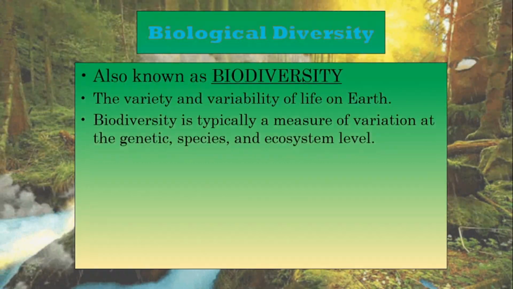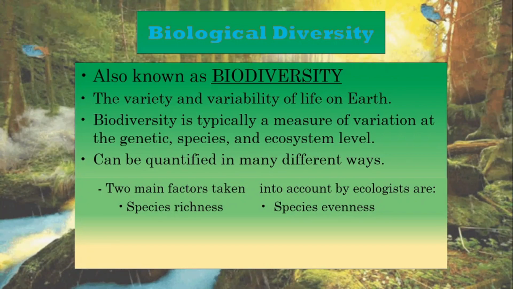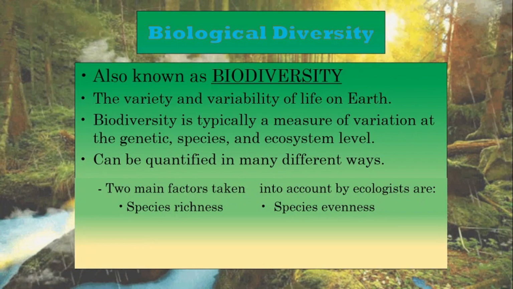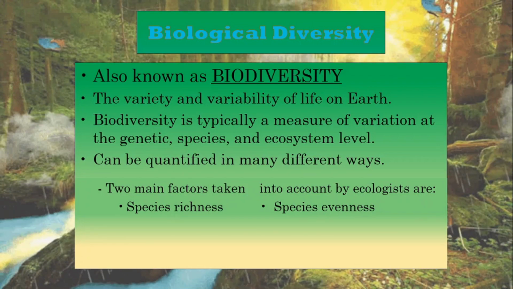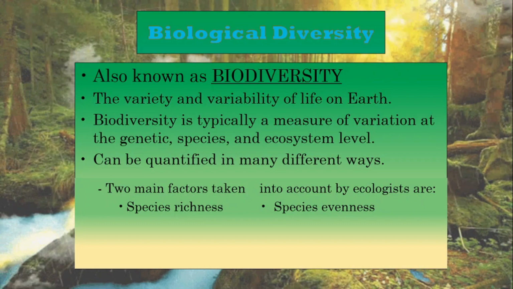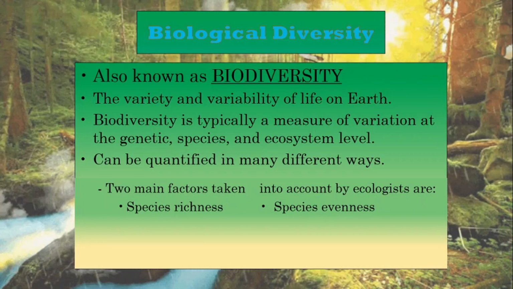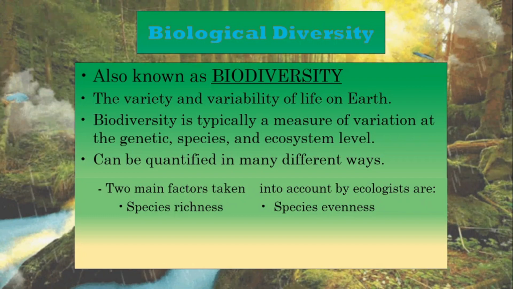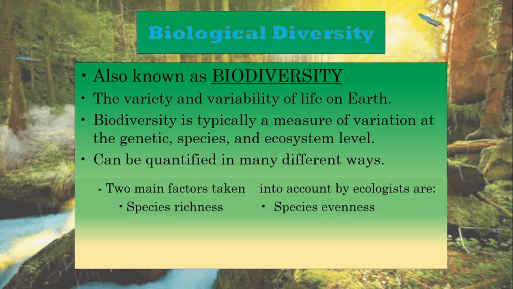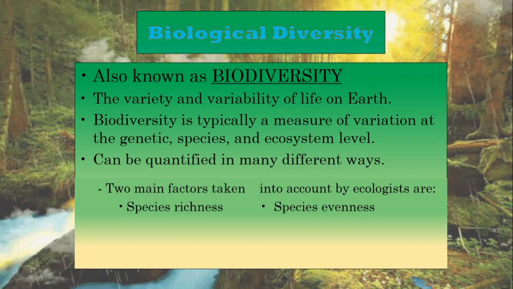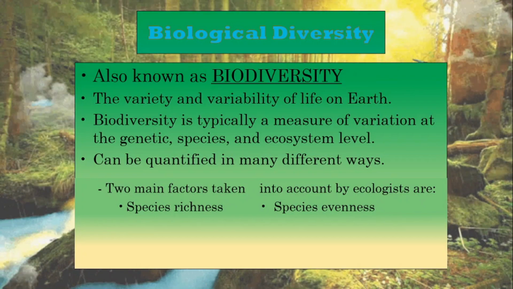Biological diversity, also known as biodiversity. Biodiversity is the variety or the variability of life on Earth. Biodiversity is typically a measure of variation at the genetic, species, and ecosystem level. Biodiversity can be quantified in many different ways. The two main factors that ecologists take into account are species richness and species evenness.